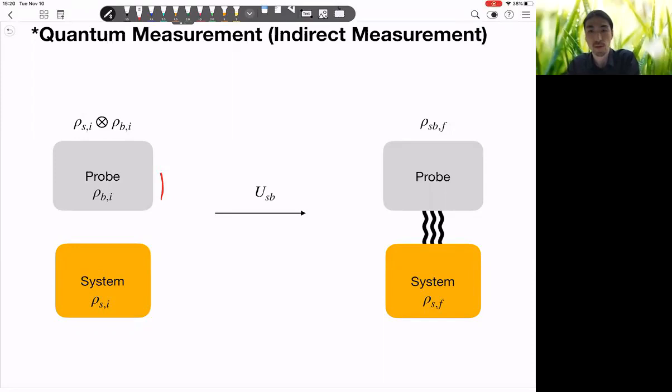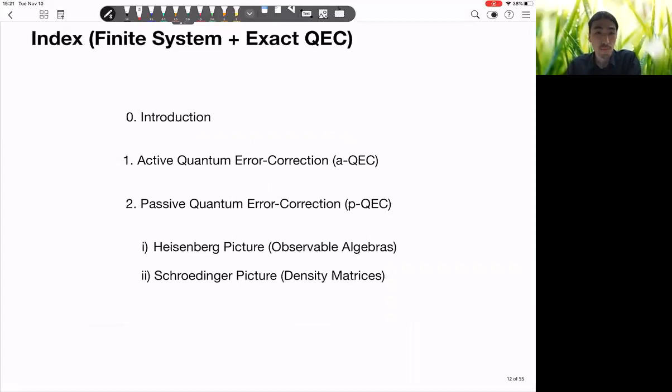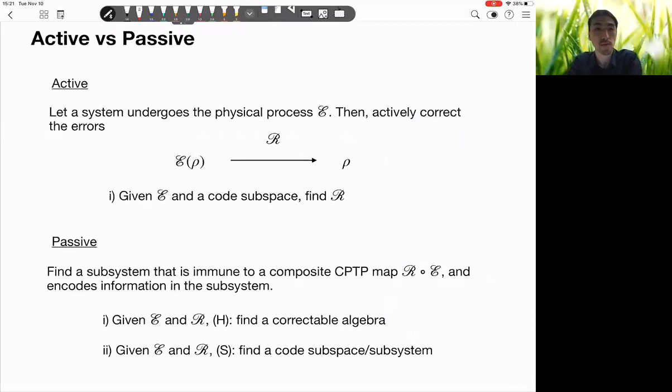So the summary for the first part is that errors can be formulated using a CPTP map and Kraus operators, which represent the noise. We have also discussed the code subspace, which is the subspace where initial states are subject to error correction. So from now, we want to start discussing what active and passive quantum error correction are. Simply, active quantum error correction is as follows.